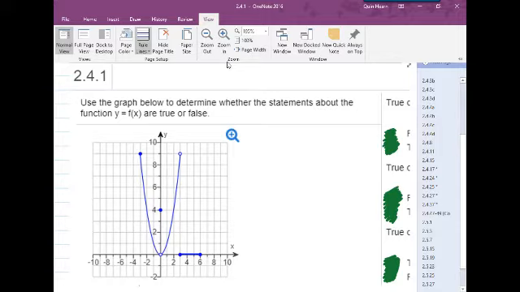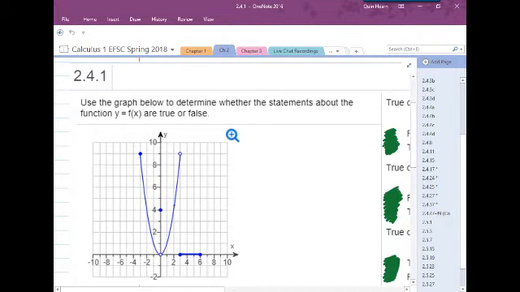Basically, if there is no hole or jump in the graph, you can find the limit by simply plugging into the equation of the function if we have it, or just by looking at the value of the function on the graph. But when we have holes in our graph, then things change a little bit. So let's take a look at the first question.